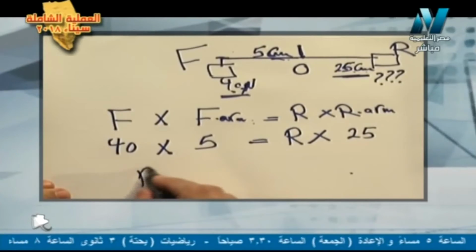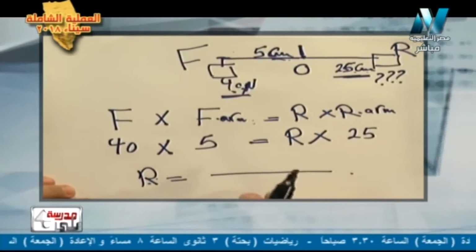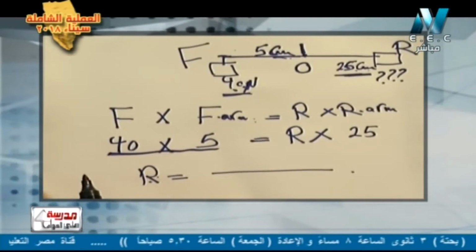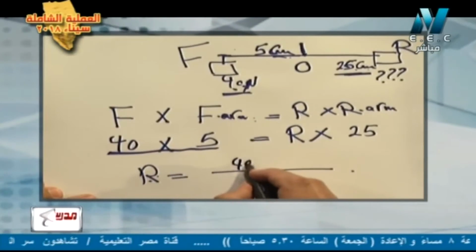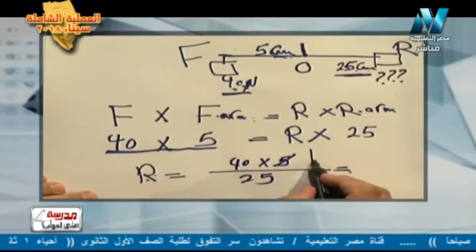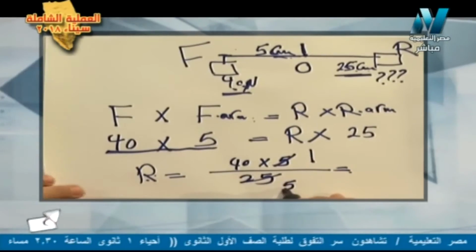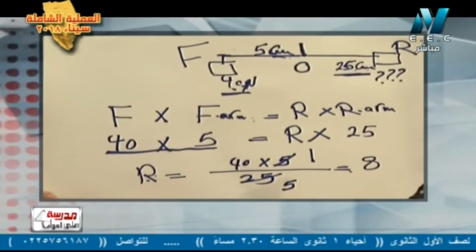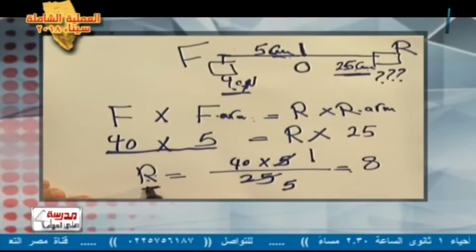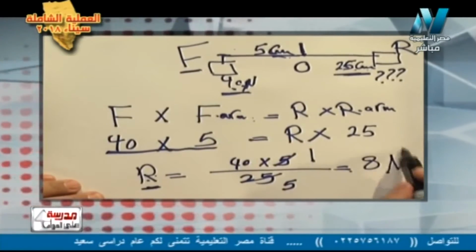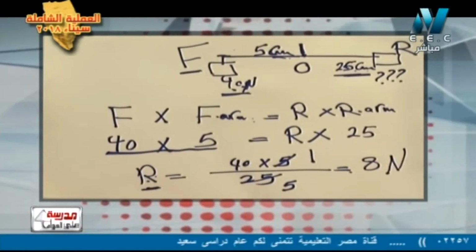So I can see resistance equals what? We said we always take the complete side, the side completely filled with numbers. 40 by 5 divide 25 equals what? 5 divided by 5 equals 1, 25 divided by 5 equals 5. So 40 divide 5 equals 8. 8 what? I said before the resistance has the same unit as the effort force. So it will be 8 Newton.